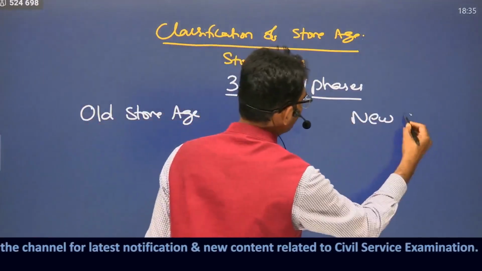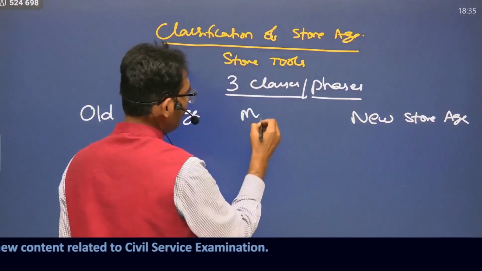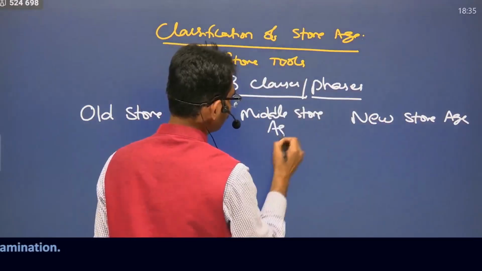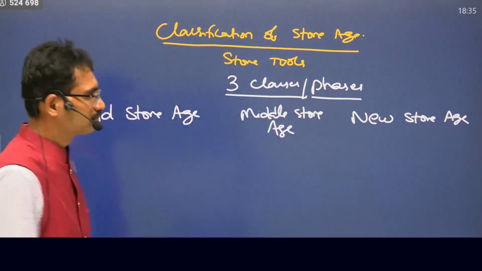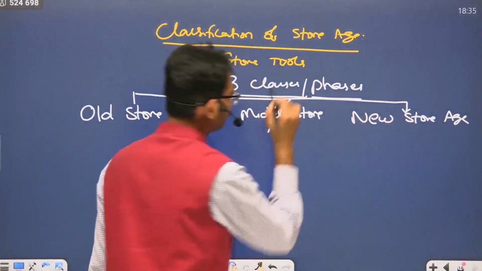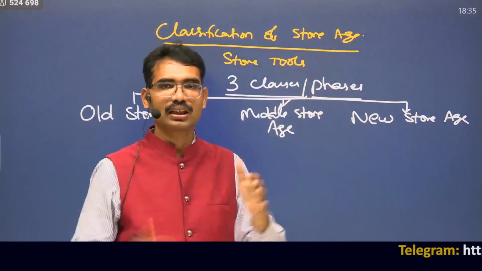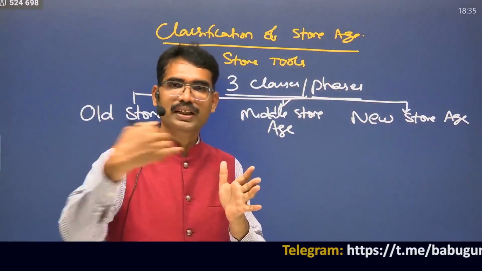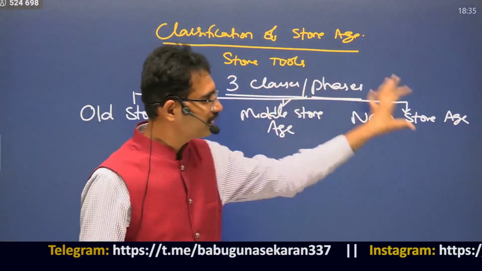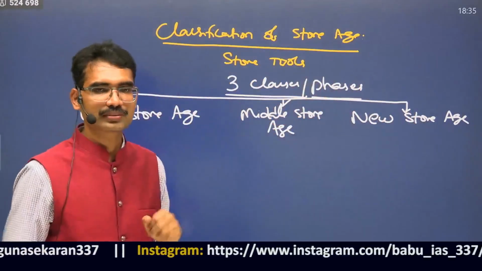New Stone Age and Middle Stone Age. 3 phases: old, middle and new. Clear? Like in case of historic classification, historic period, prehistoric period and protohistoric, in case of Stone Age also there are 3 phases: Old Stone Age, Middle Stone Age and New Stone Age.